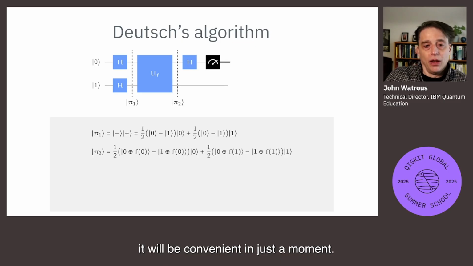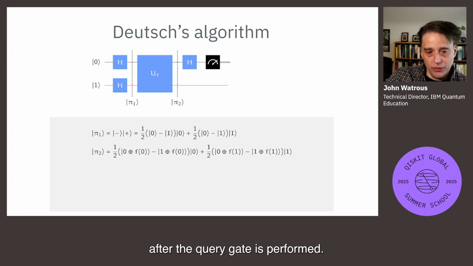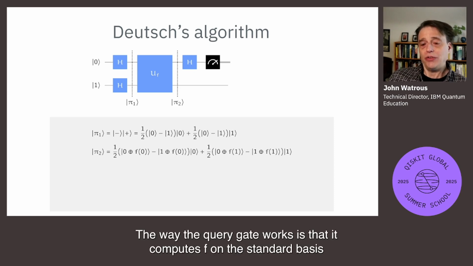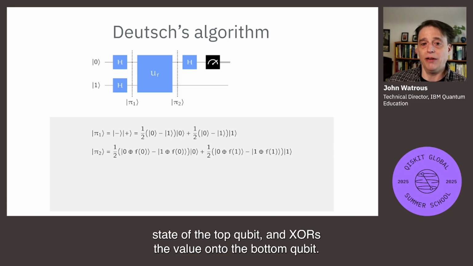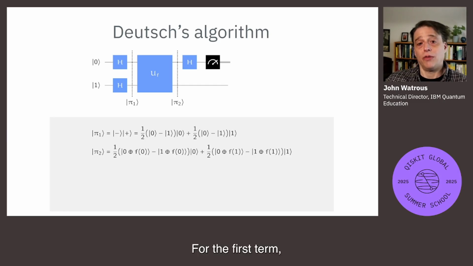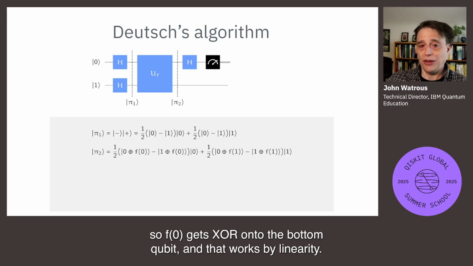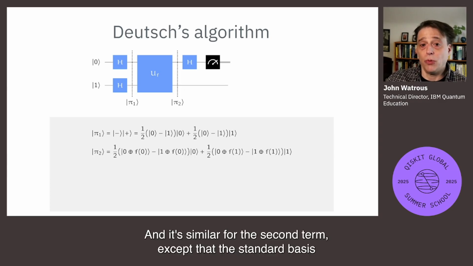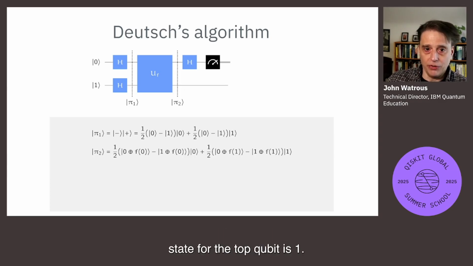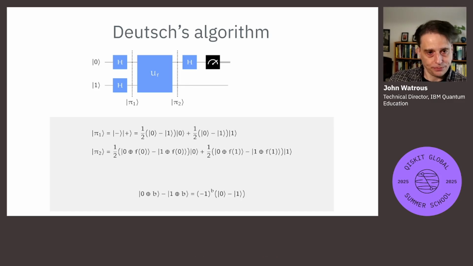Next, let's think about the state of the two qubits after the query gate is performed. The way the query gate works is that it computes f on the standard basis state of the top qubit and XORs the value onto the bottom qubit, and here we can see the result of doing that. For the first term, the standard basis state of the top qubit is 0, so f of 0 gets XORed onto the bottom qubit, and that works by linearity, and it's similar for the second term, except that the standard basis state for the top qubit is 1, so we XOR f of 1 onto the bottom qubit.